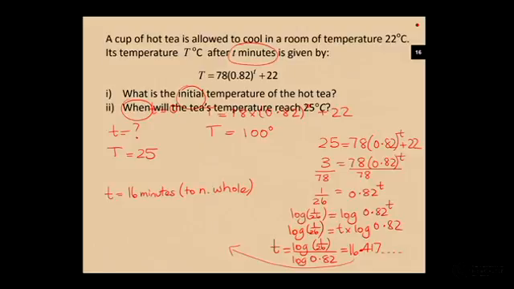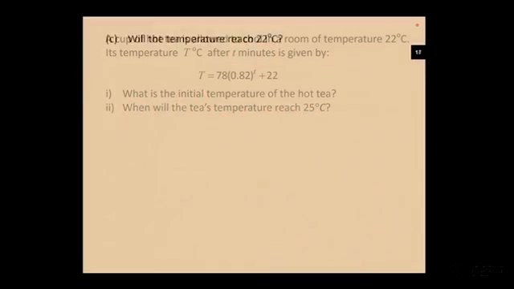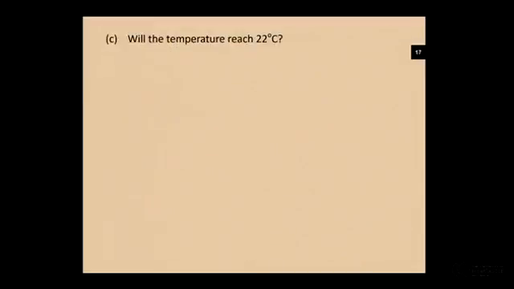Yeah, I mean, you can get into finer details with minutes and seconds. So when will it reach it? 16 minutes later. And then there's a third part. When will the temperature reach 22? Now you can either say, well, he only wants a yes or a no, but he would say justify your answer. So there's a couple of ways to justify your answer.